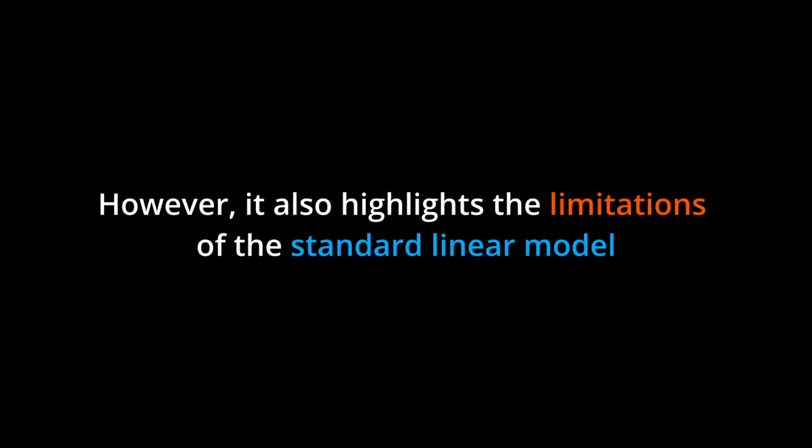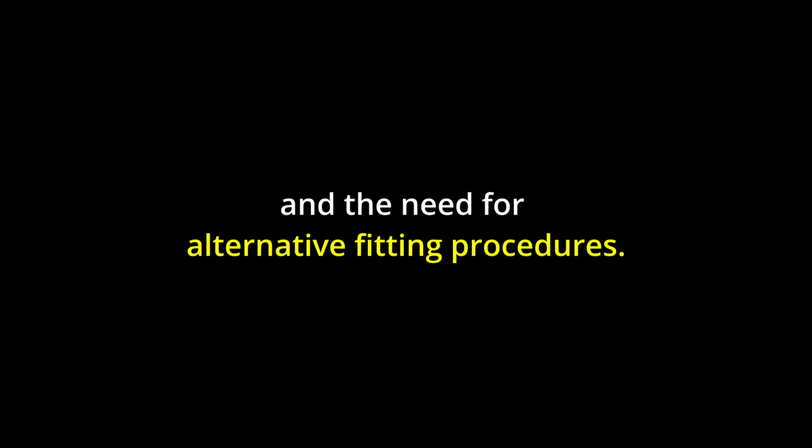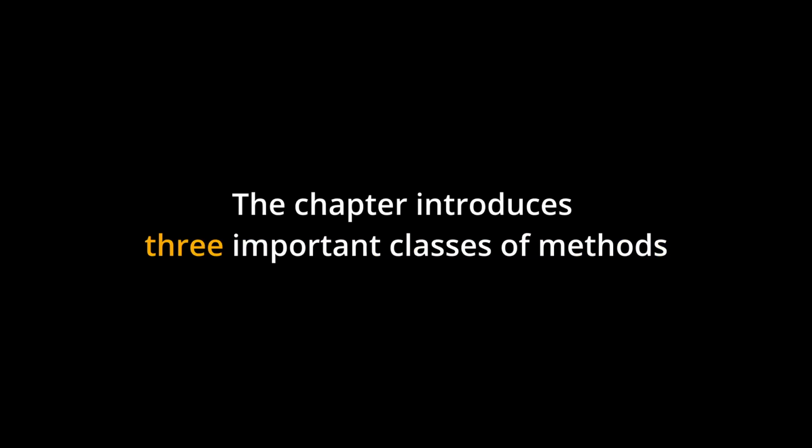However, it also highlights the limitations of the standard linear model and the need for alternative fitting procedures. The chapter introduces three important classes of methods for improving the linear model: subset selection, shrinkage, and dimension reduction.